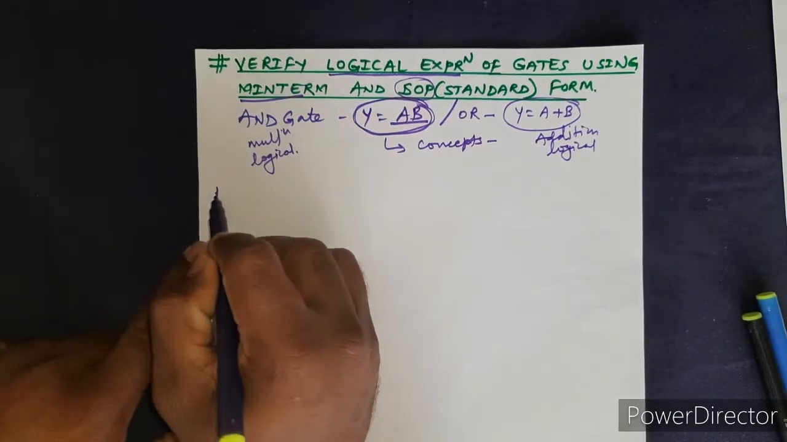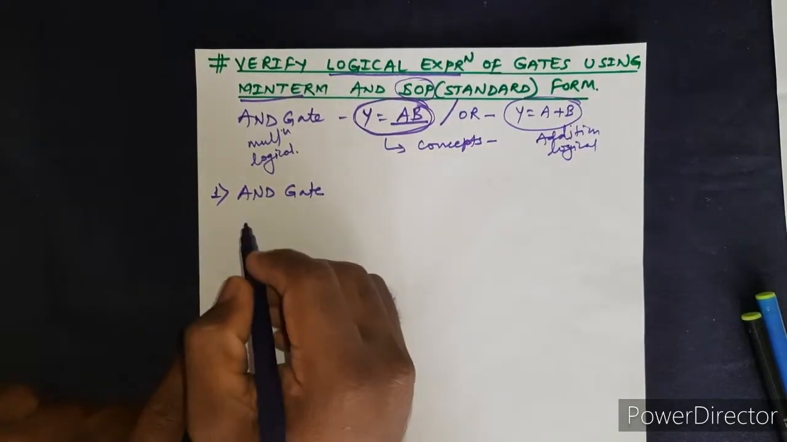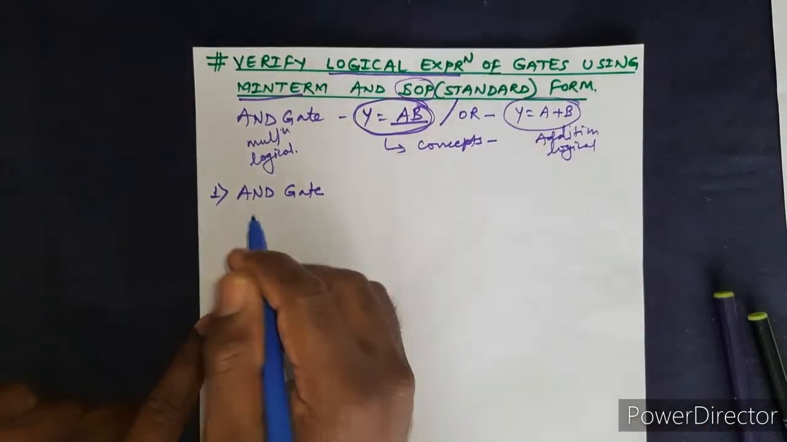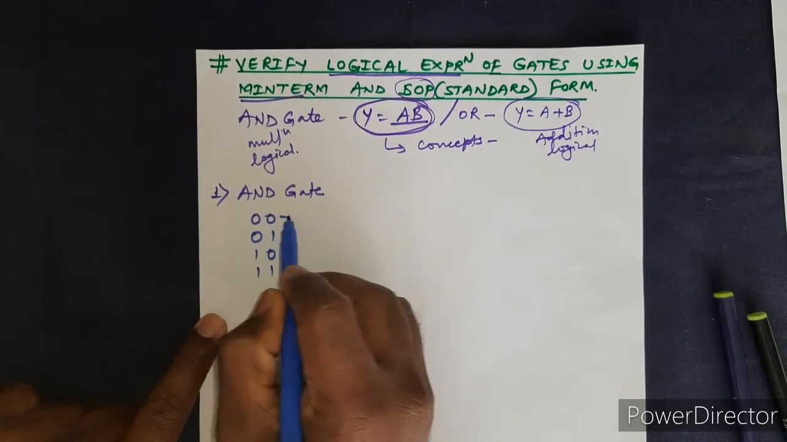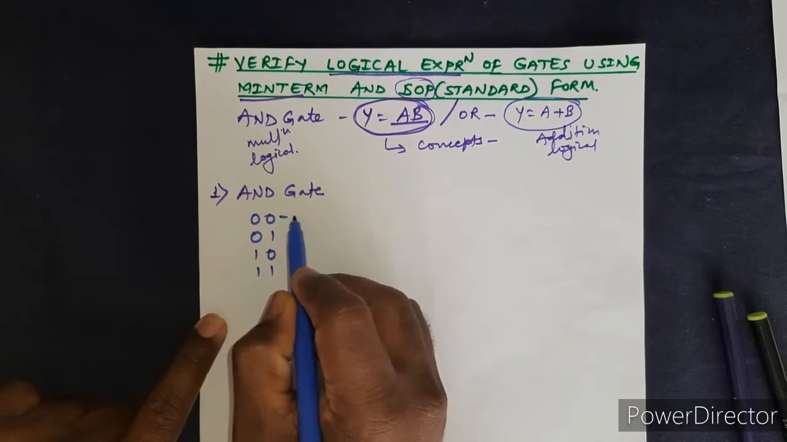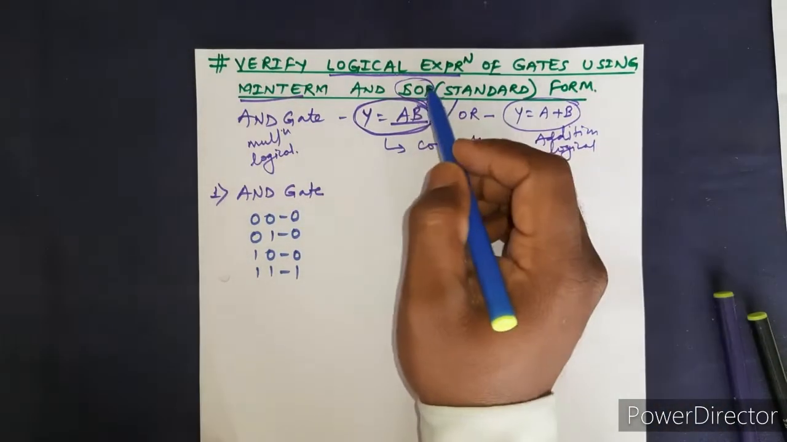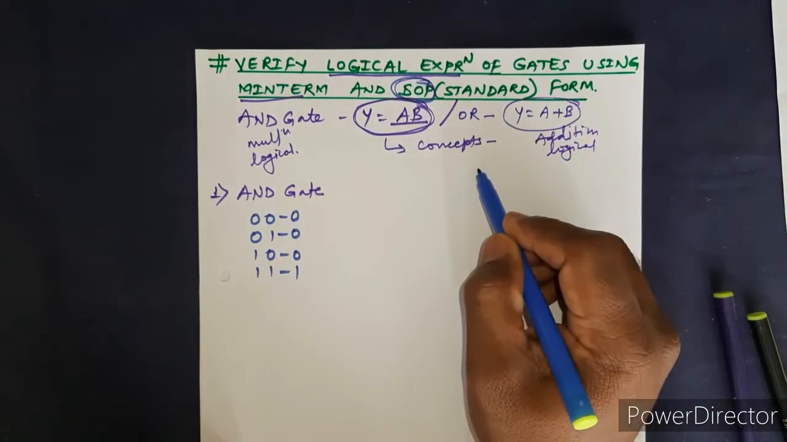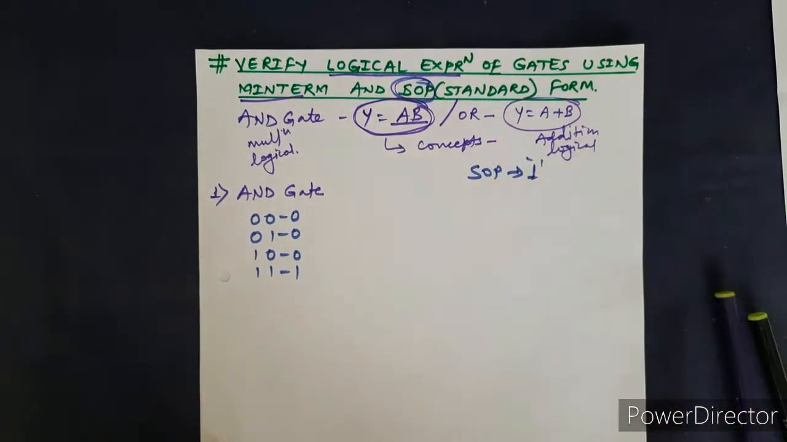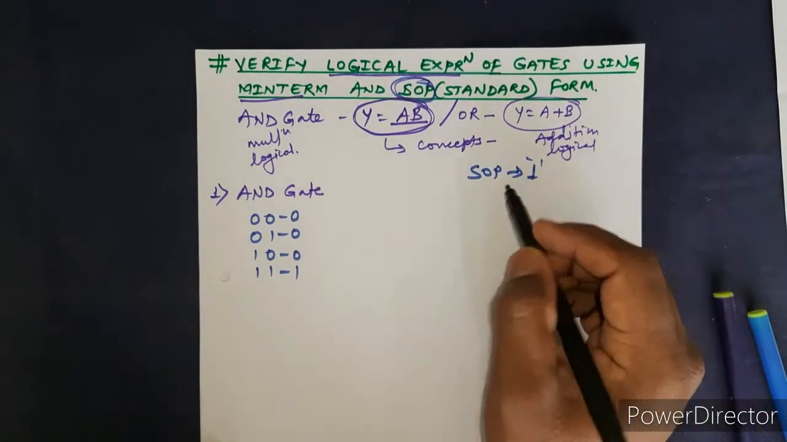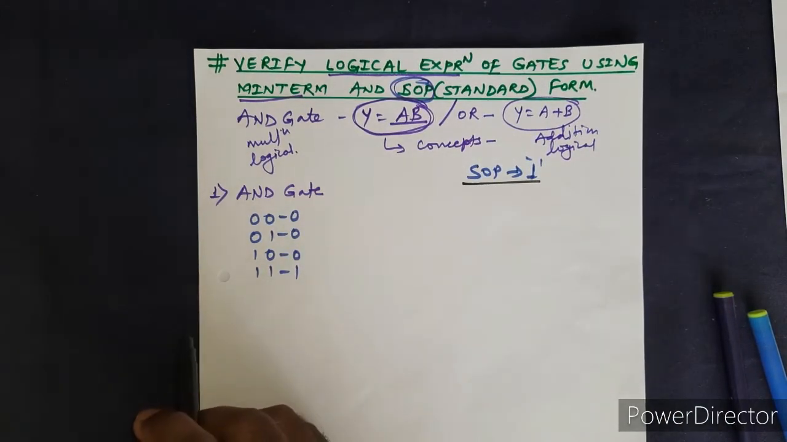So first is our AND gate. The truth table of the AND gate is 00, 01, 10, 11, and the output column is 0 0 0 1. Now considering SOP, we say that SOP corresponds to binary 1. So here we would be going for the entries of the truth table having output as 1.